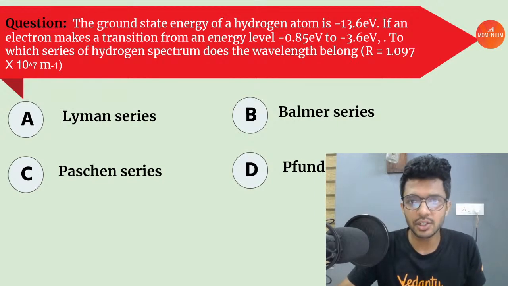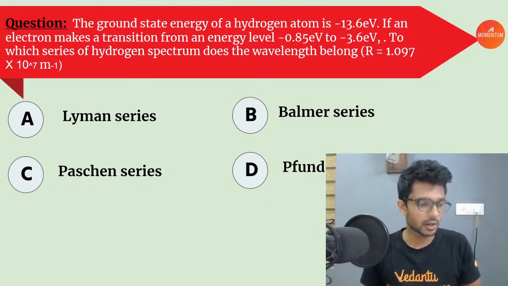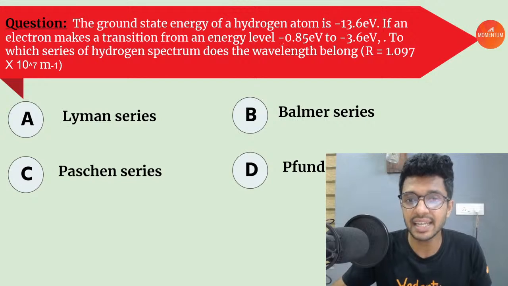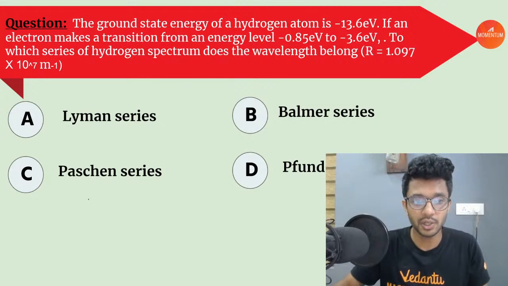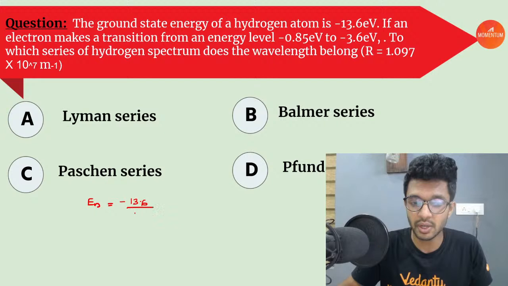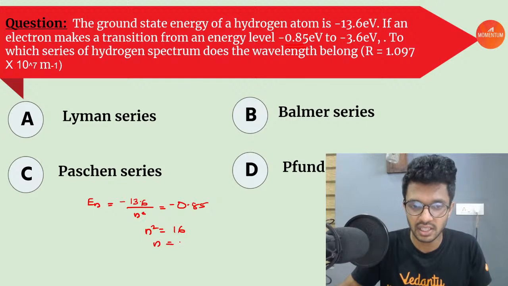The ground state energy of a hydrogen atom is minus 13.6. If an electron makes a transition from an energy level with energy of minus 0.85 to minus 3.6, to which series of the hydrogen spectrum does the wavelength belong? We have to see from which level to which level it is jumping. Initially it has an energy of minus 0.85. The energy of the nth orbit is minus 13.6 divided by n square. So n square is 13.6 by 0.85, which is 16. Initially n is equal to 4.